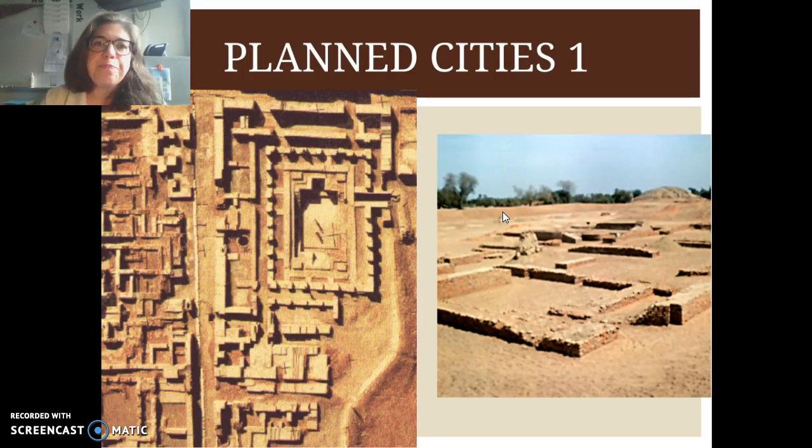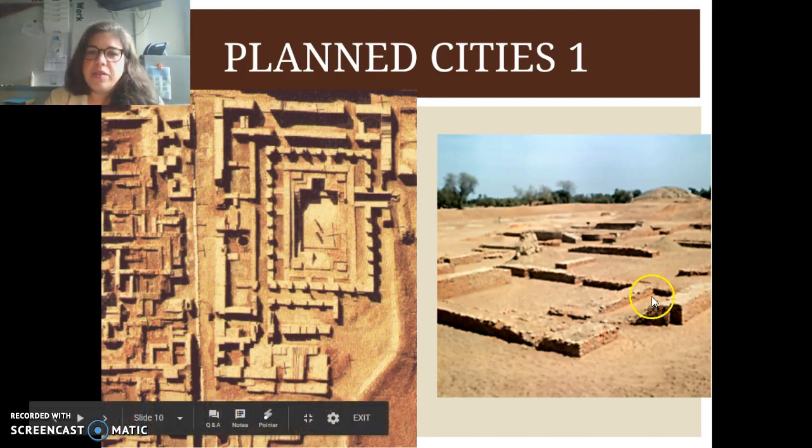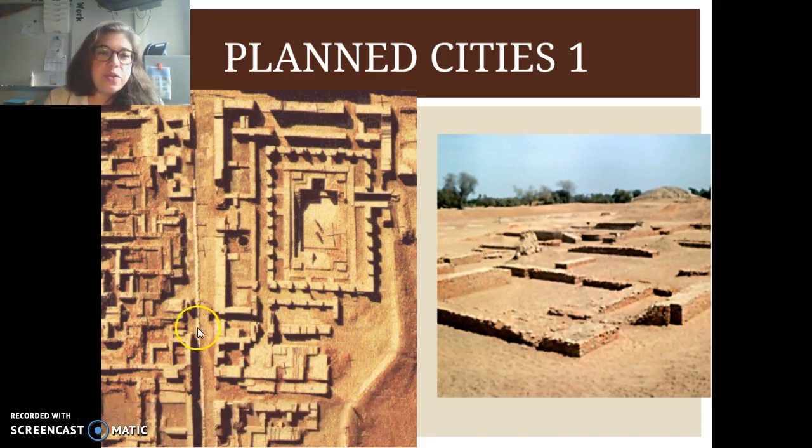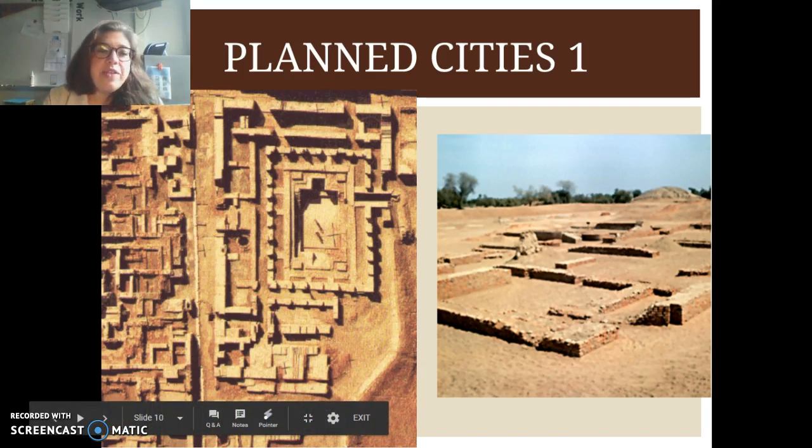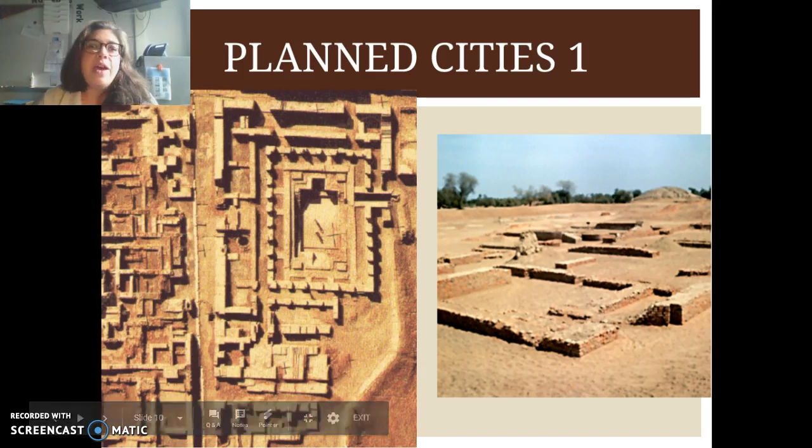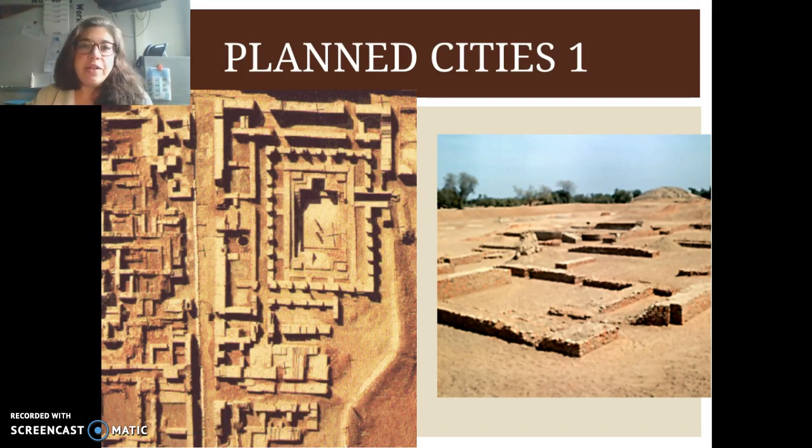So here's our first picture of the planned city. These are the remains of walls of the buildings in the city. This aerial view shows us the streets. So we have these right angles, we have high organization, we have everything laid out in a grid, just like a modern city might be.